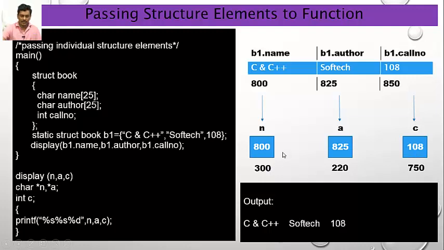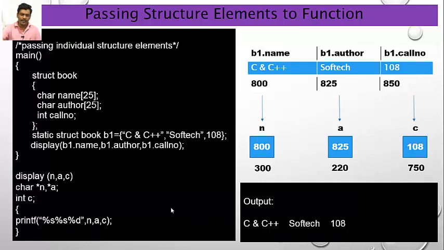Percentage d, n has 800. If you put percentage c, it will display the character of 800. If we put percentage d, 800. If percentage s, it will display the string of 800. What is the string of 800? C and C++ is a string of 800. So it will display C and C++, then soft tag, then 108. This is the output of the program.